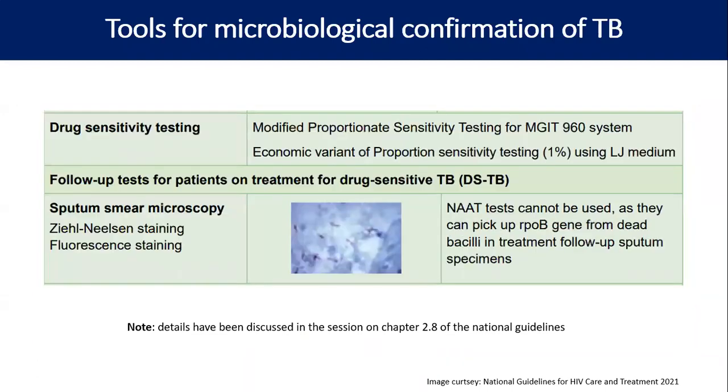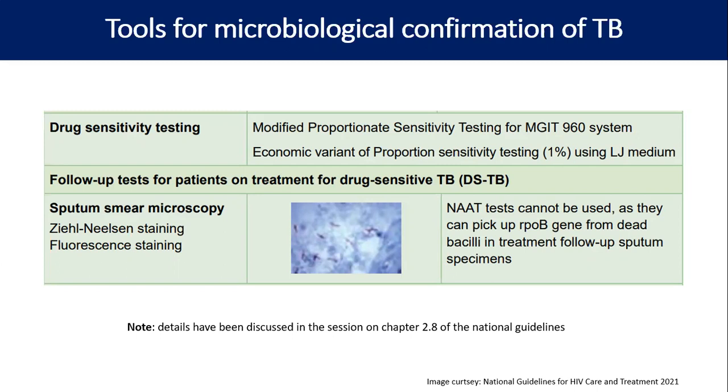Now, tools for microbiological confirmation of TB, drug sensitivity testing: modified proportion sensitivity testing for MGIT 960, and the economic variant of proportion sensitivity testing at 1% using LJ medium. Now, follow-up tests for patients on treatment for drug-sensitive TB: we can go for sputum smear microscopy with Ziehl-Neelsen staining or fluorescence staining. NAT test cannot be used because it can pick up dead bacilli during or after treatment, or during follow-up of treatment. So sputum specimens are preferred, and sputum smear microscopy has to be done.